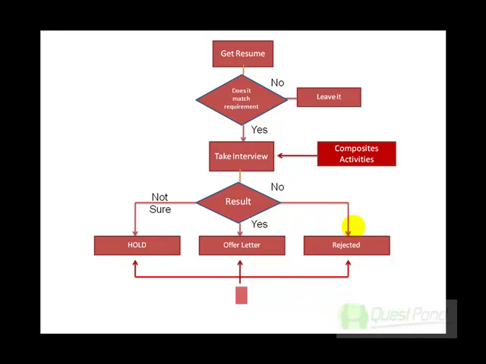The final unit level activities which do not have activities below them are called leaf activities. For example, hold, offer letter and rejected do not have any more child activities below them, so these are called leaf activities. So composite activities are activities which have more activities contained within them, while leaf activities are those which are just free floating and are the smallest unit of activity in that workflow.